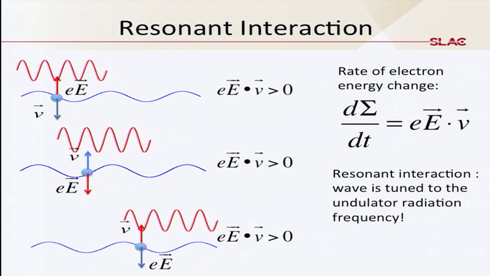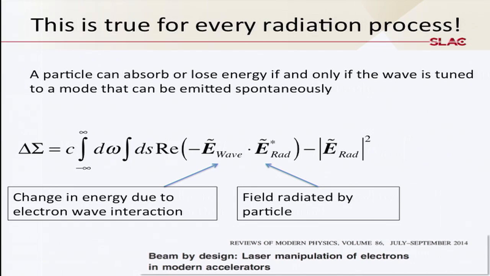And just a small digression here. This is true of every radiation process. The undulator is nothing special from this point of view. This is a very general equation. There's a very nice derivation from Stupakov in this review paper. The energy change of a charged particle in an electromagnetic field is given by this expression. This is just the losses to spontaneous radiation, and E_rad is the field generated by the particle in the far field.